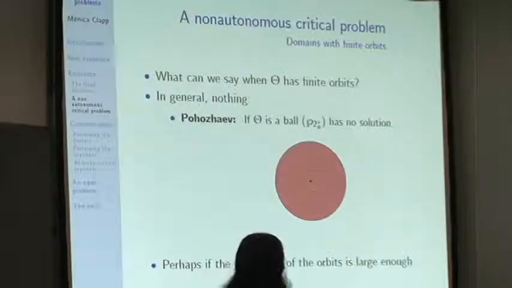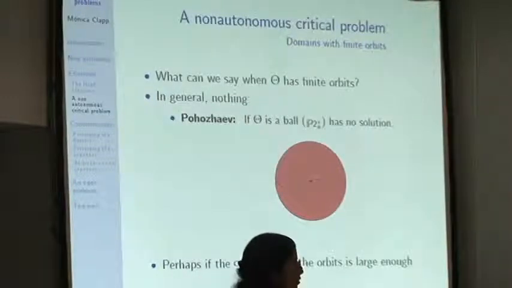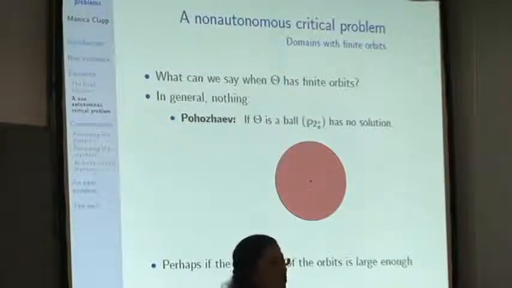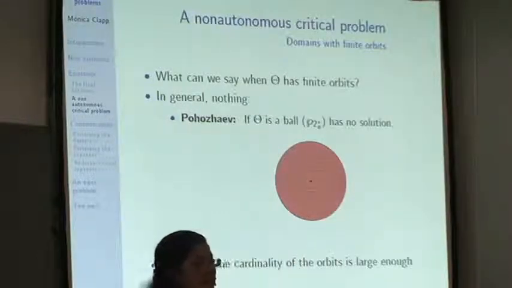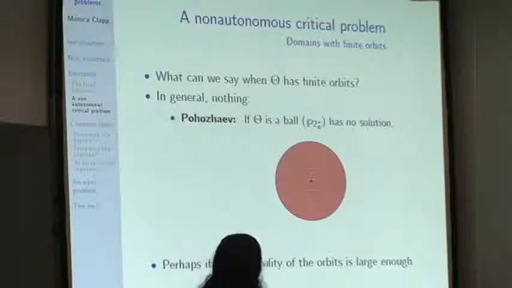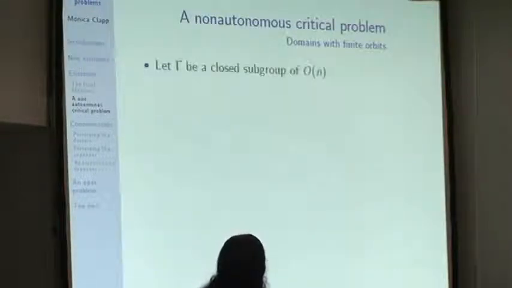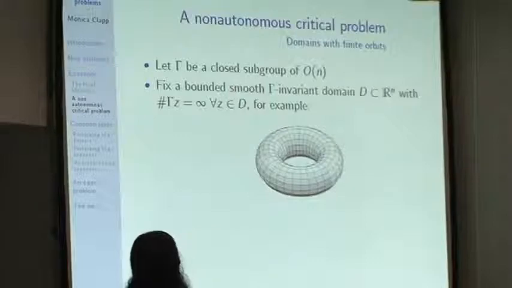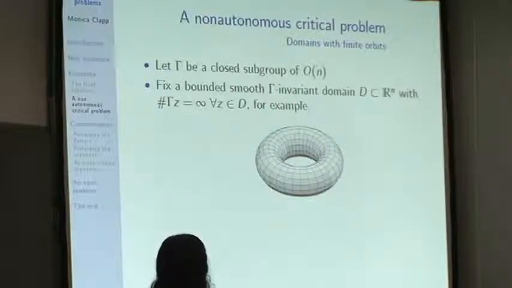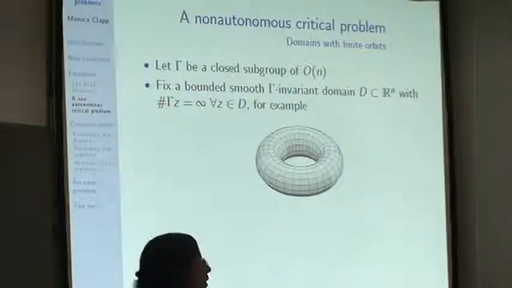So let me now show you a multiplicity result for domains of this type with finite orbits, but with large cardinality. So the setting is as follows. We take a closed subgroup, which I will call gamma, of the group of all linear orthogonal transformations in Rn. And we fix a domain with the property that every orbit in the domain has infinite cardinality.